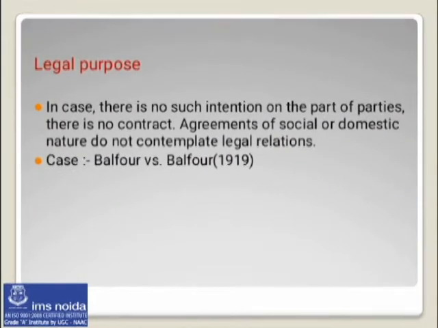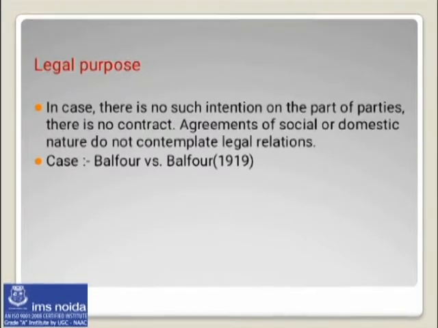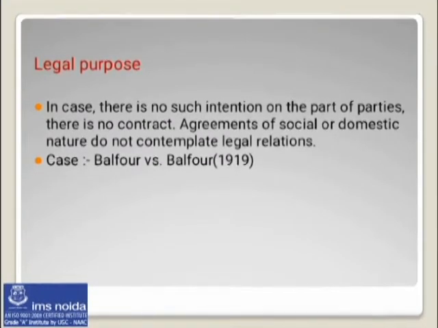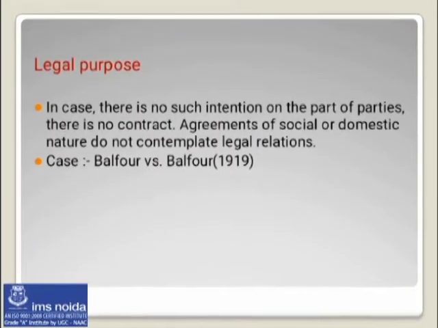The second main requirement is the legal purpose, or we can say the legal obligation. To make a contract, an agreement must be enforceable by law. It means that an agreement must give rise to legal obligation. An agreement which gives rise only to social obligation is not a contract. For example, suppose a person invites his friend to attend a dinner party at his home and he accepts the invitation. This agreement creates only a social obligation and thus it will not be enforceable by law if either of them makes a breach.